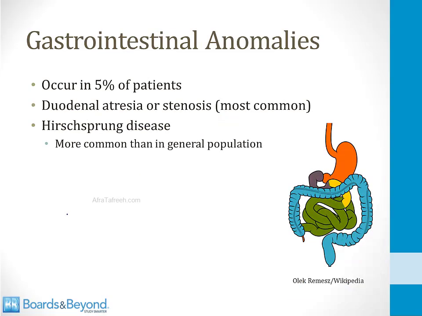Gastrointestinal anomalies are also common in children with Down syndrome. They occur in about 5% of patients. The most common congenital anomaly is duodenal atresia or stenosis. I talk about this in more detail in the GI section. In addition, children with Down syndrome are more likely to develop Hirschsprung disease than the general population.